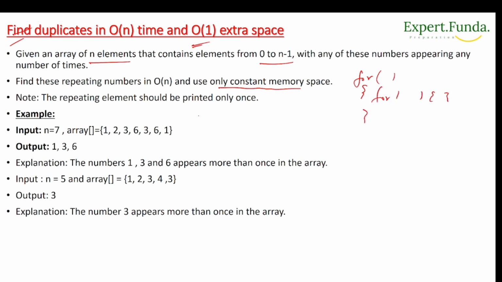Also, note that repeating elements should be printed only once, not multiple times. Like you can see here, the duplicate elements are 6, 3 and 1. You cannot repeat them multiple times. Like 6 is coming 2 times, so we cannot write 6 6 3 3 and then 1 1. You cannot print like this; you have to write 1 3 6. So I think you understand the program.